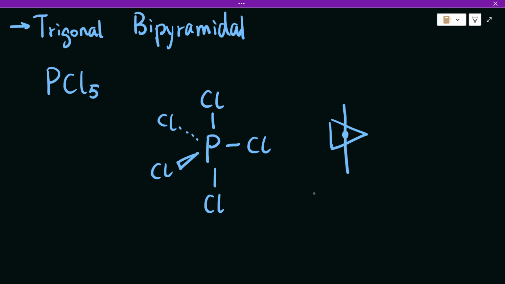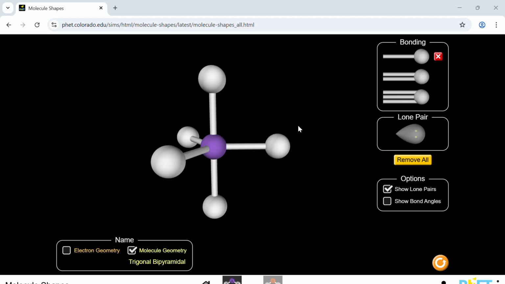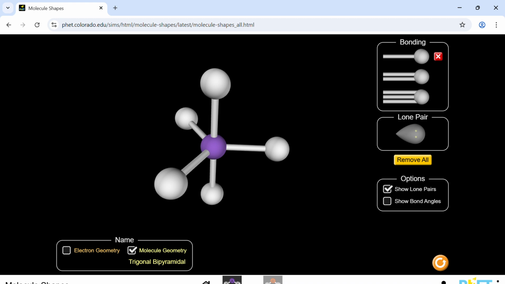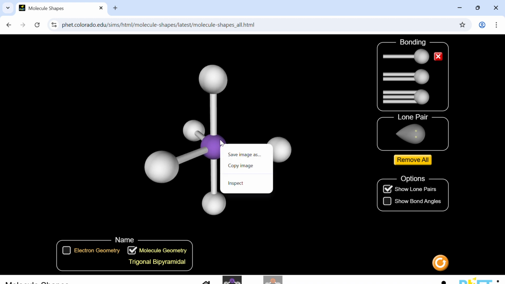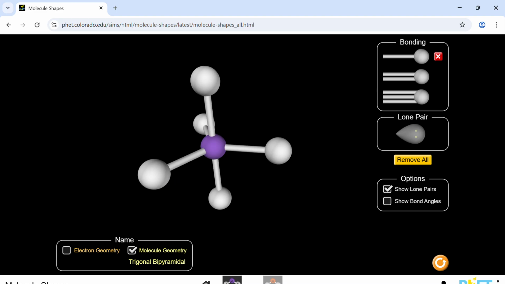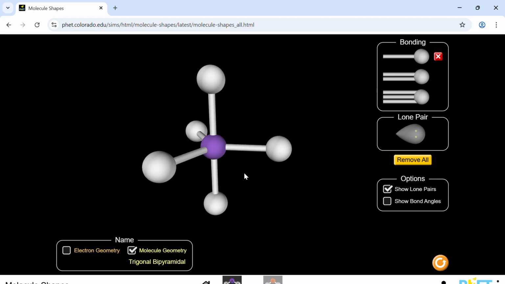So the middle part is the phosphorus and 5 chlorides. And we can visualize this using the simulation as well. Just like this. So we have the phosphorus in the middle, 2 chlorides on the top and bottom, and the 3 chlorides forming a trigonal planar around the central phosphorus atom.